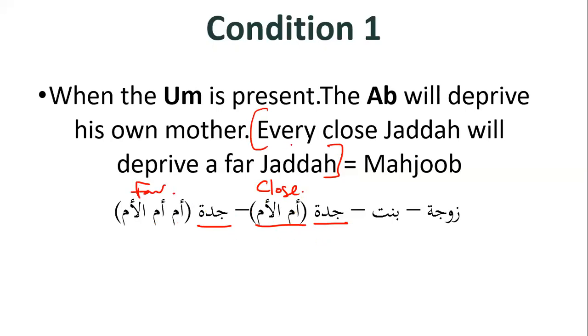And the condition states every close Jaddah will deprive a far Jaddah. So because the close Jaddah is present here, therefore the far Jaddah will become mahjub. The far Jaddah will become mahjub. And this Jaddah over here, as long as there's nothing else making it mahjub, will receive 1/6 of the inheritance. So we can see nothing else is making it mahjub over here. The only other two things that can make it mahjub is number 1, the Umm, or the ab will deprive his own mother.